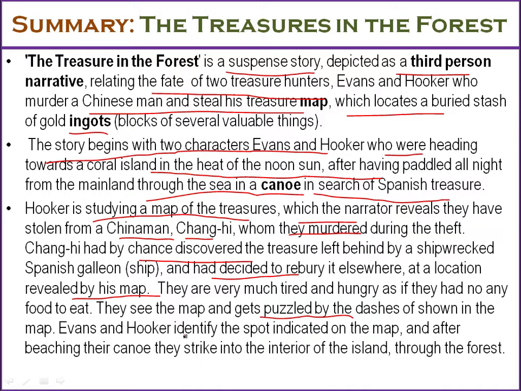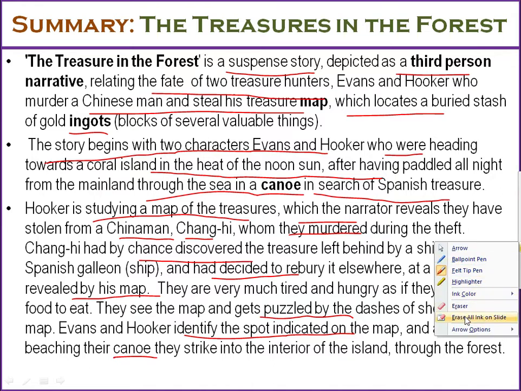Ivan and Hooker identify the spots indicated in the map, and after beaching their canoe, spot थाहा पाइसकेपछि तिनीहरू बोटलाई समुद्रको छेउमा पार्क गर्छन्. Then they enter into the interior of the island through the forest. त्यसपछि उनीहरू फरेस्टको भित्रतिर जान्छन्.